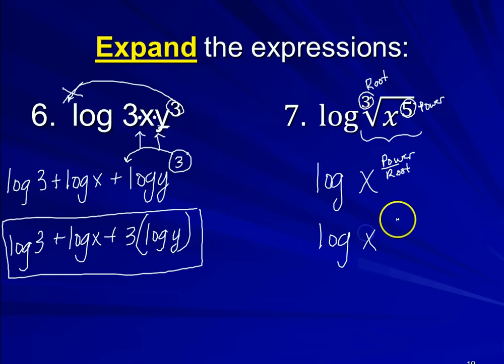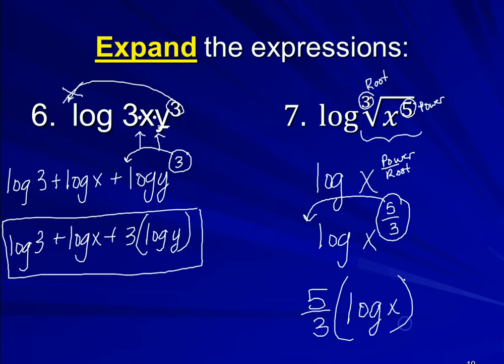So what's this going to look like? X to the what over what? Power is 5. Root is 3. So log of x to a power of 5/3. Since we're expanding, I got to get rid of that power. It's a power, so it moves to the front. So 5/3 times log of x.